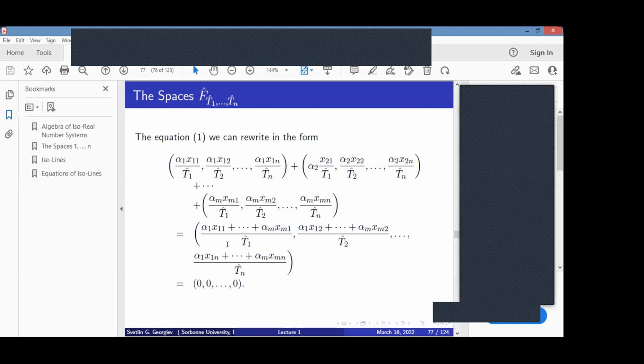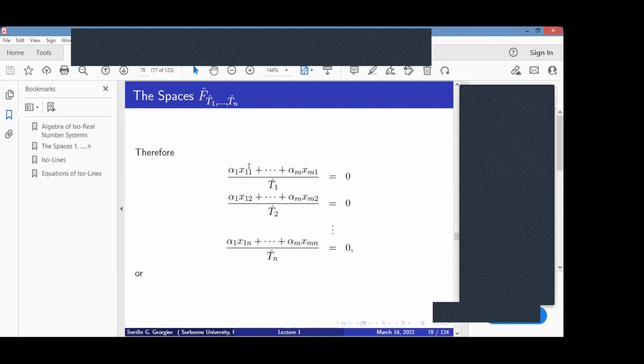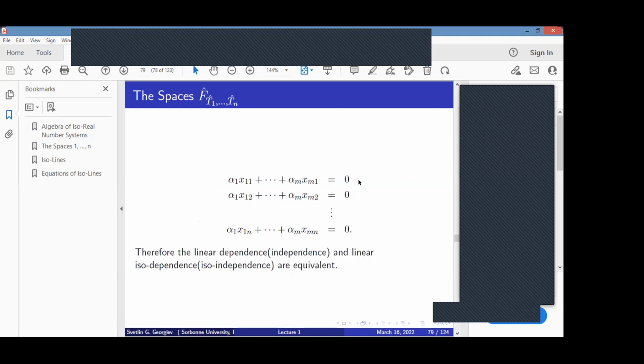So the expression for the linear isodependence in the taus is given with these computations, or with this system, or with this system. So in this case, we have equivalence between the classical dependence and the isodependence.